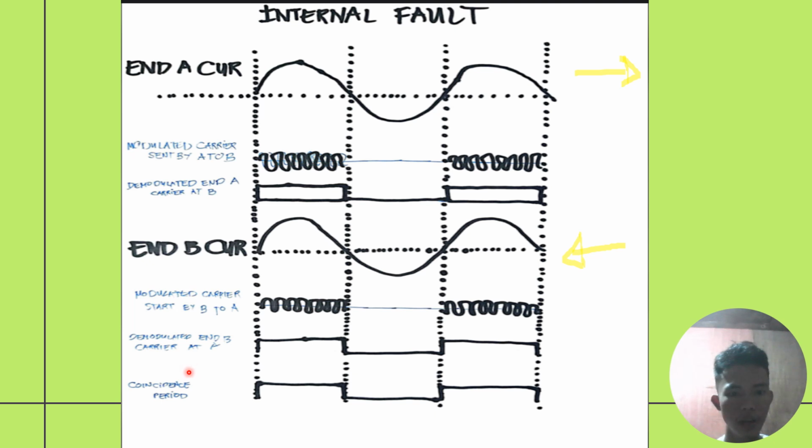Now, as you can see, there is now a coincidence period because the demodulated signal sent by A to B and the demodulated signal from B to A have now a common point. Now, the coincident period here is also high, meaning that it will now trigger the relay, causing an internal fault. At internal fault, the relay will be activated.